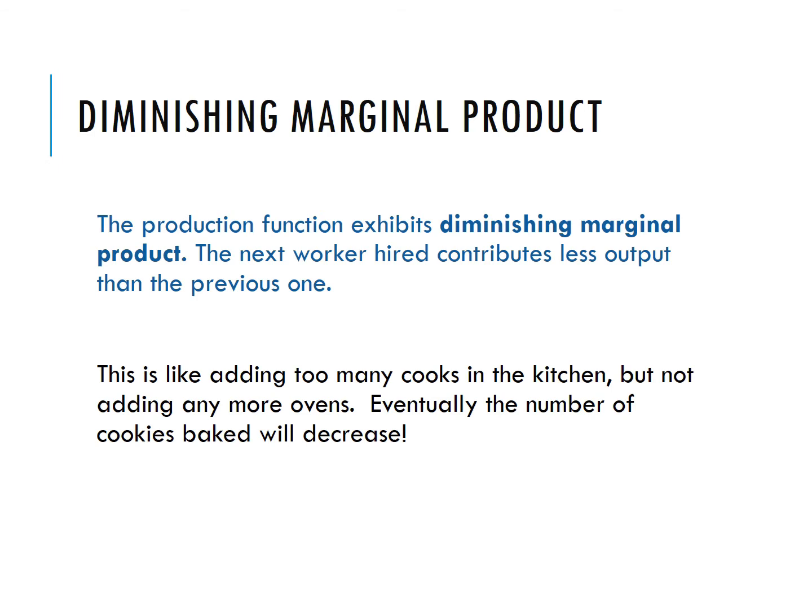So the way I think about it is cooks in the kitchen. When you keep adding cooks in the kitchen and you don't change the number of ovens, then things are going to get a little hectic. And those additional workers are not going to be as productive. And eventually it could be that you add so many new cooks in the kitchen without adding ovens that the number of cookies actually goes down. Now that's not what we saw in the previous slide, but it's possible.